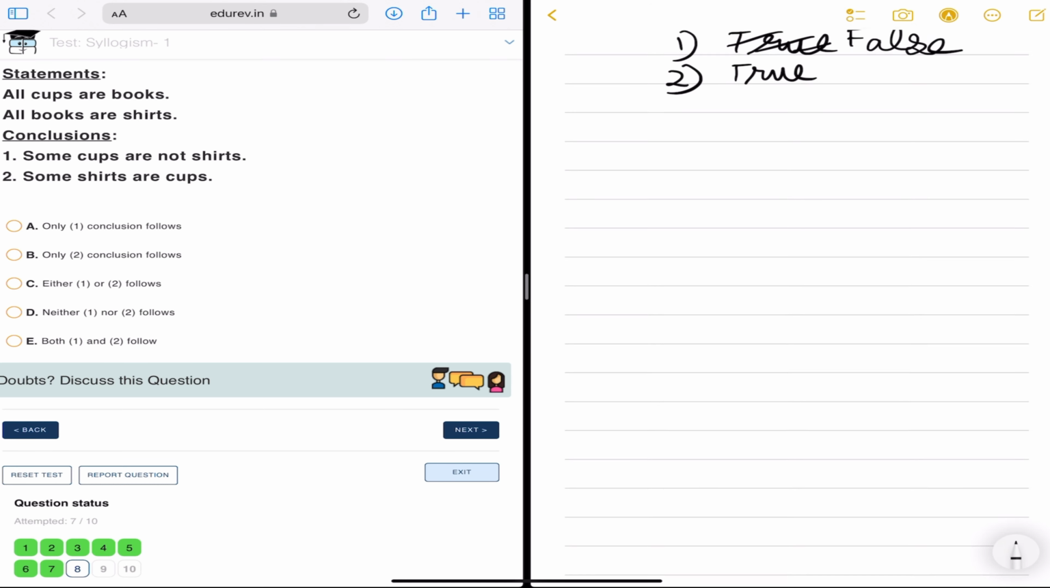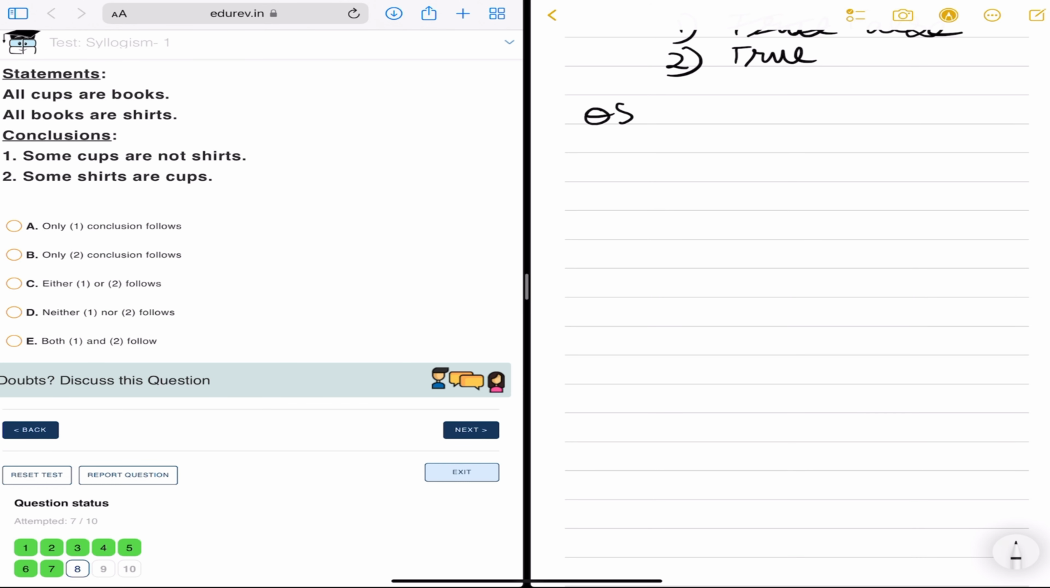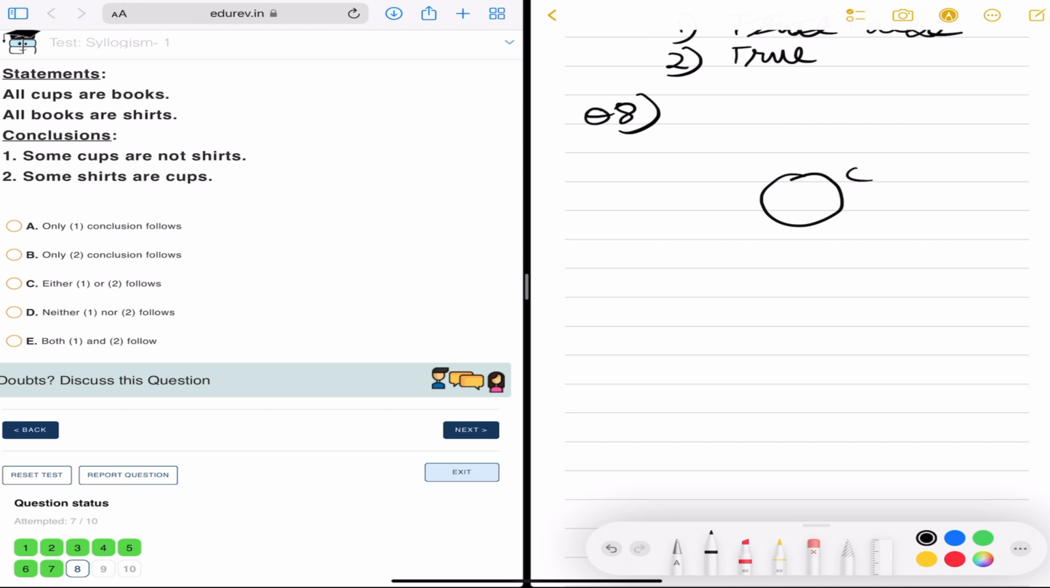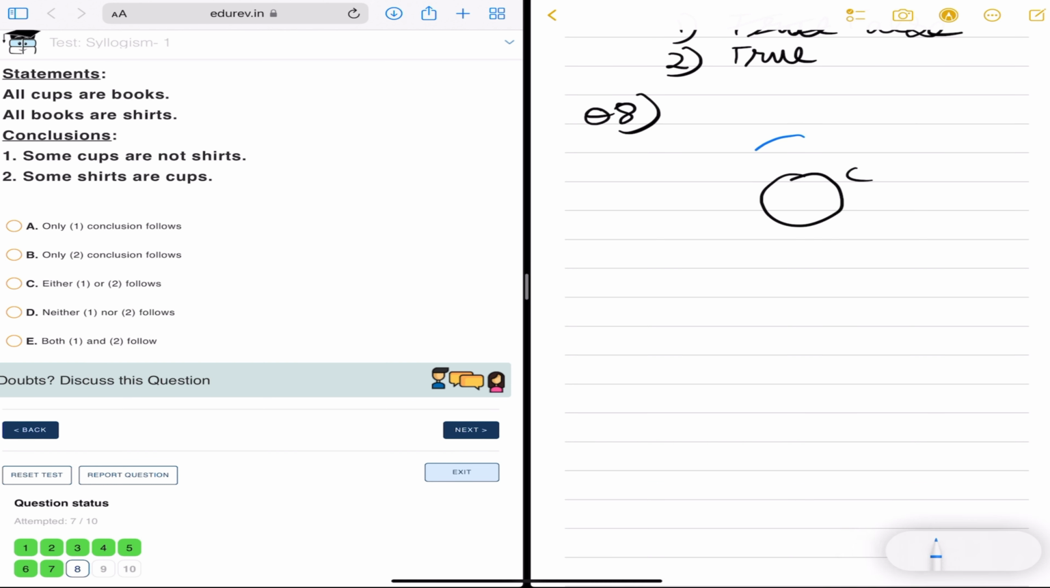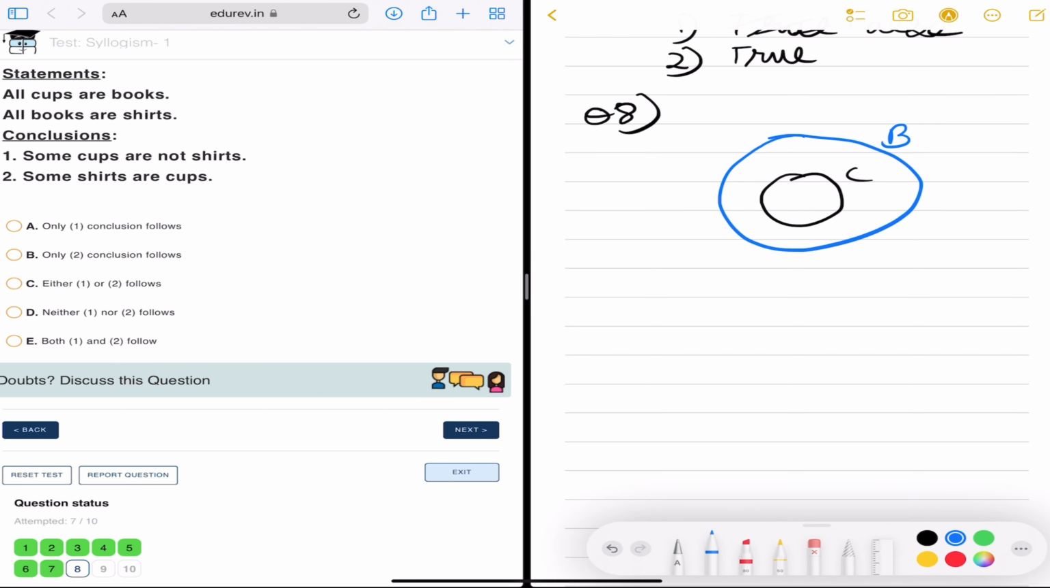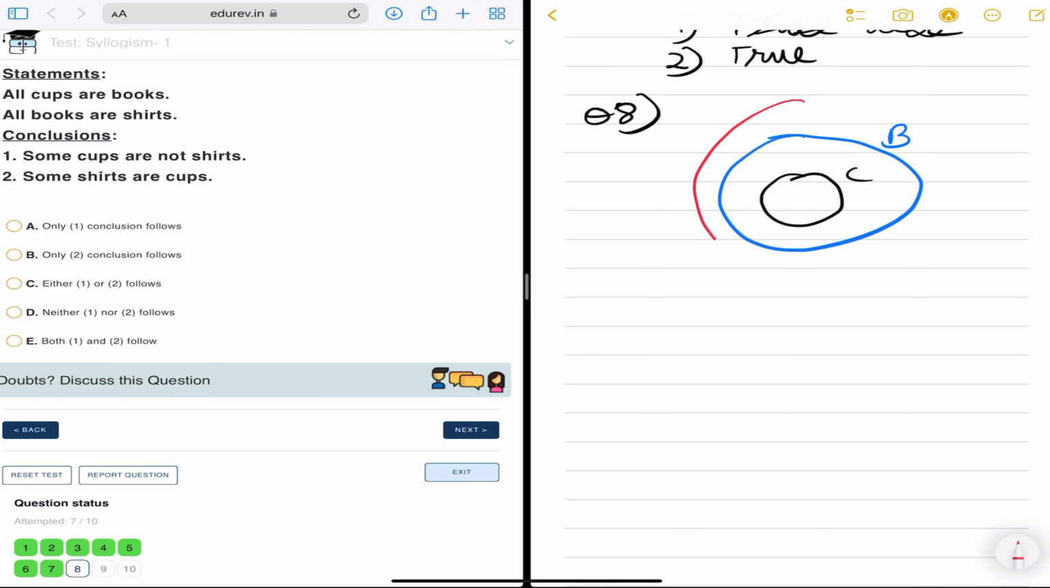Now question number 8 suggests that all the cups are books. So let's draw all the cups are books, and all books are shirts. So now all of the books are shirts. Now what are our conclusions?